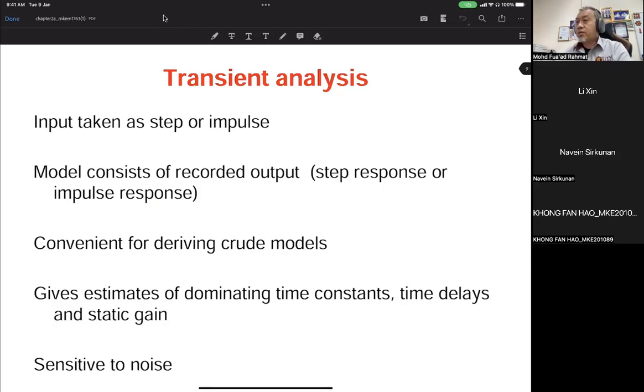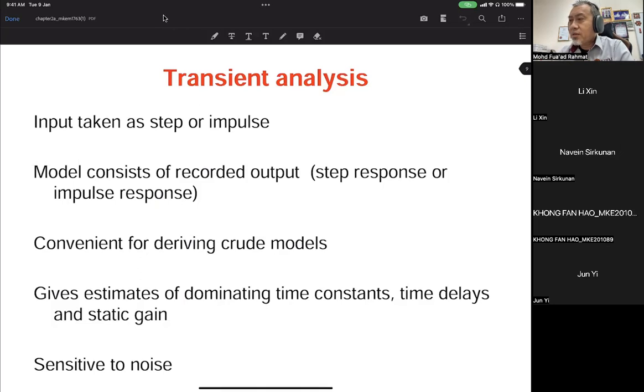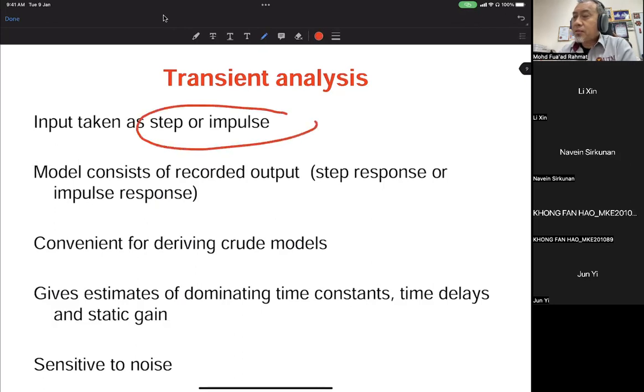Yes. Alright, Prof. Okay, so I already discussed with you last week the non-parametric analysis. We are using a graphic approach instead of mathematical transfer functions. So now we are going to the transient analysis, where we use step or impulse signals as the cause or the input of the system, a standard input, and then we observe the output.